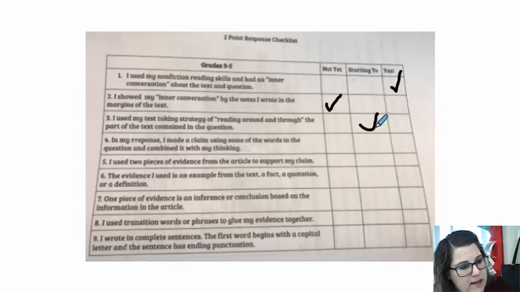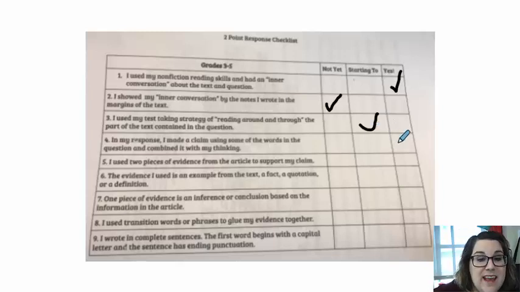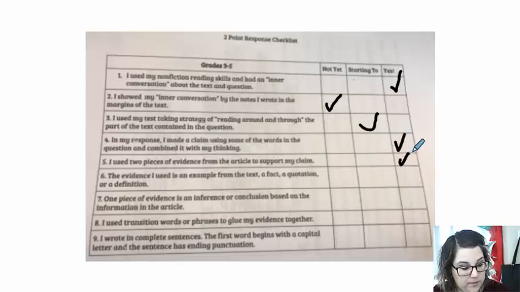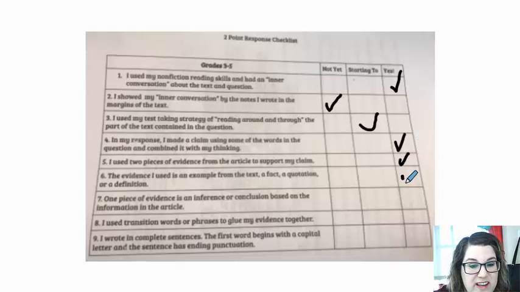In my response, I made a claim using some of the words in the question and combined it with my thinking. Yes, I know I did that. I used 2 pieces of evidence from the article to support my claim. Yes, I did that. I talked about the skills and I talked about the risks. The evidence I use is an example from the text, a quote, or a definition. Yes, that's the part I underlined in the text.